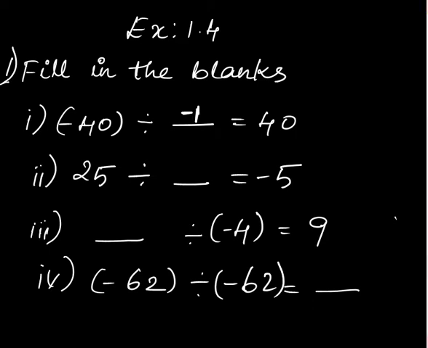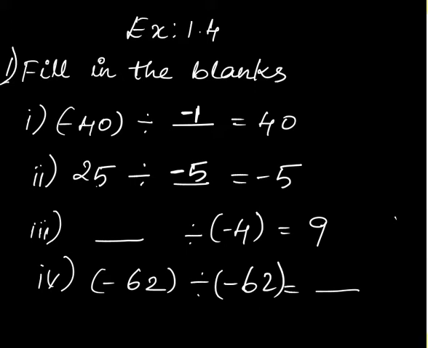Next question, 25 divided by dash is equal to minus 5. So 5 multiplied by 5, you will get back 25. But the answer is plus 25. So minus into minus is plus. So I am multiplying by minus 5.